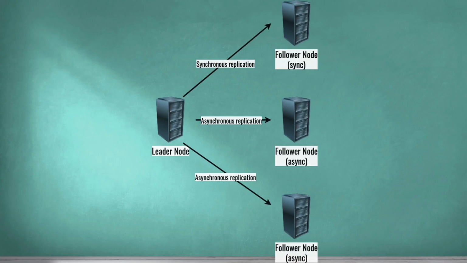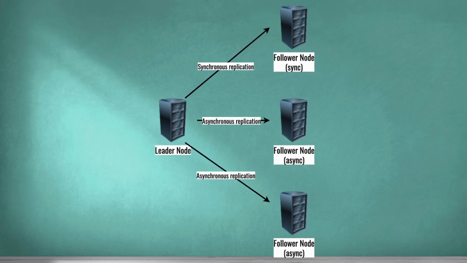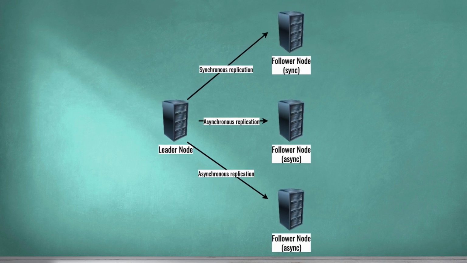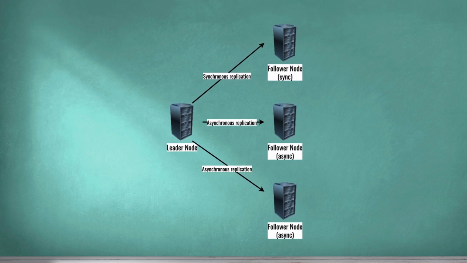All followers cannot be synchronous, since a single node failure would cause the whole system to come to a complete halt. One of the followers is frequently synchronous while the others are asynchronous, and if the synchronous follower slows down or even becomes unavailable or unstable, one of the asynchronous followers is changed to synchronous. This guarantees that the most recent copy of the data is present on at least two nodes in a cluster.